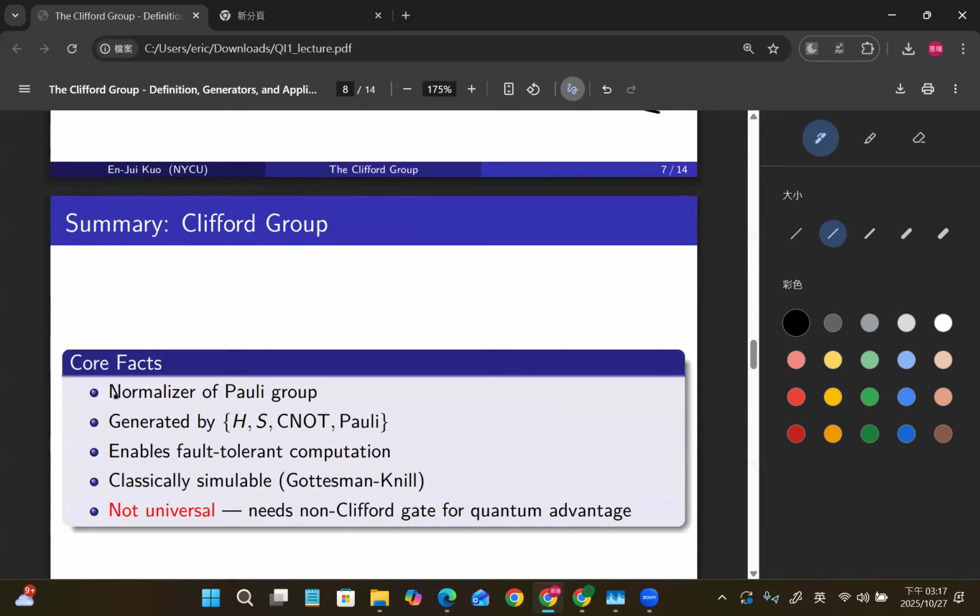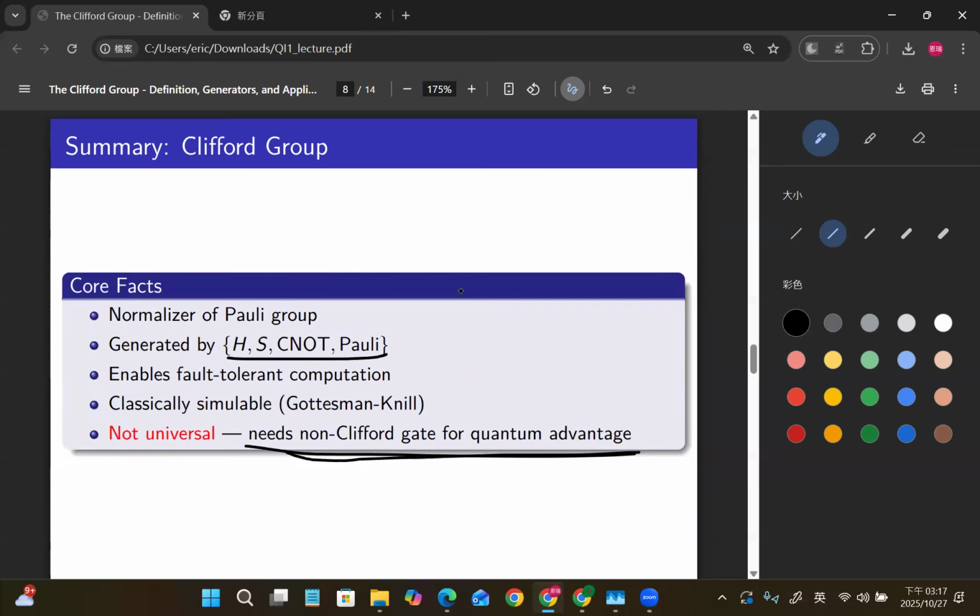Okay, so the Clifford group is the normalizer of the Pauli group, and it's generated by Hadamard, S, and CNOT gates. This is non-trivial to prove. And basically, it's not universal. You need a non-Clifford gate for quantum advantage.